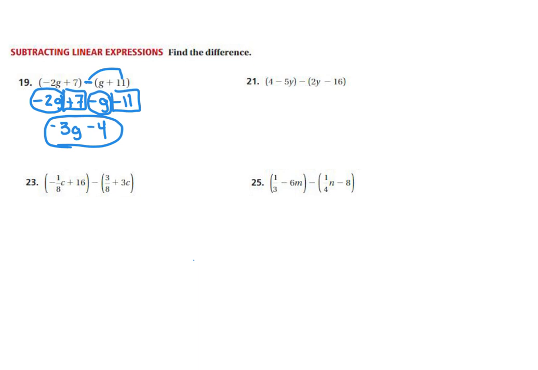For number 21, we'll rewrite it. 4 minus 5y. And now this minus sign actually means we're going to distribute and do the opposite. So the opposite of 2y is minus 2y. And the opposite of minus 16 is plus 16. So now we'll go 4 plus 16, that's 20, minus 5y minus 2y is negative 7y.